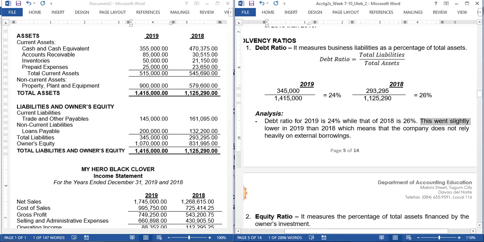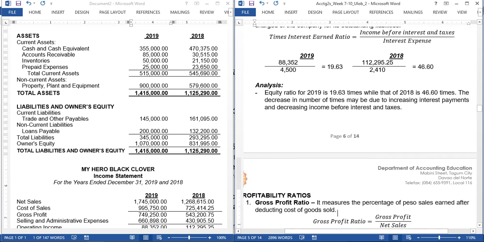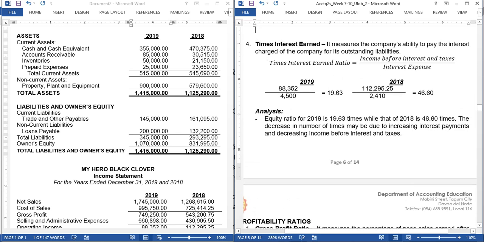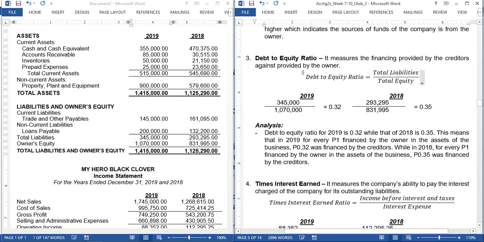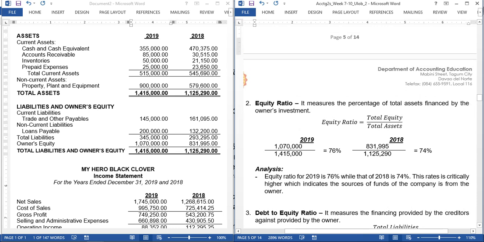So this went slightly lower 2019 than 2018, which means that the company does not rely heavily on external borrowings. Okay? The next one, equity ratio. Ito naman, percentage of total asset. It measures the percentage of total asset as financed by owner's investment. So, yung kanina about external borrowing. So, here naman is more on investment coming from the owner.